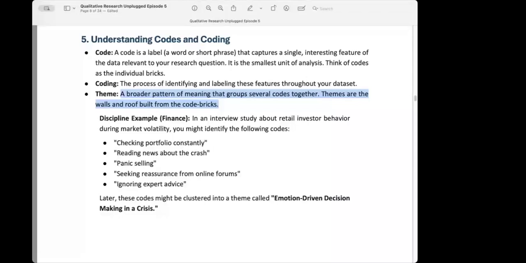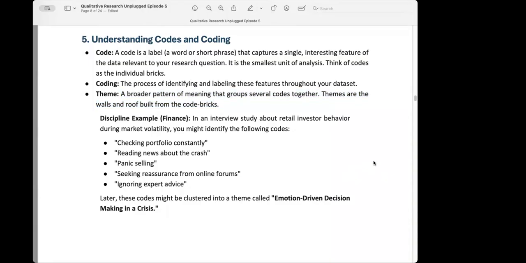They could form a much more powerful and analytical theme, perhaps called something like emotion-driven decision-making in a crisis. Yes, that's interpretive. This theme shows how those specific individual observations or actions build into a larger interpretive conceptual understanding.